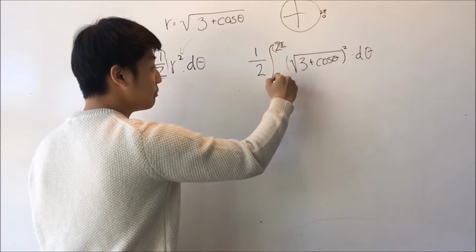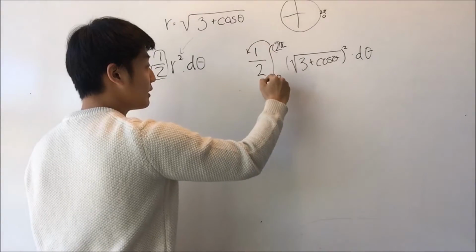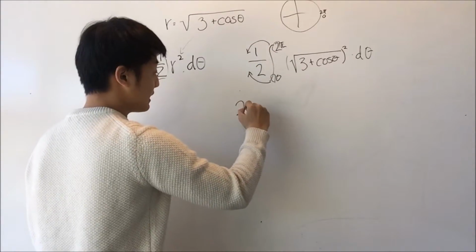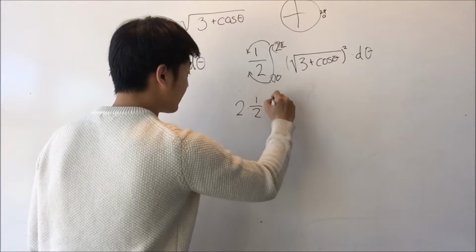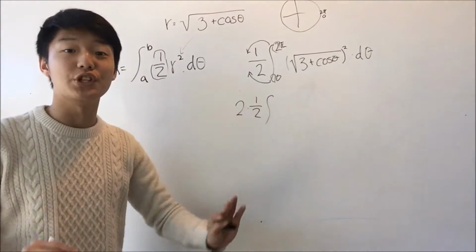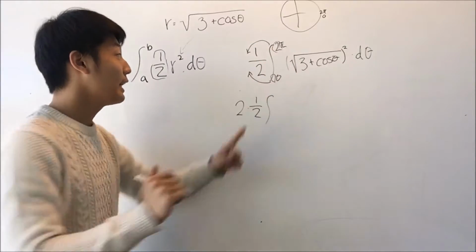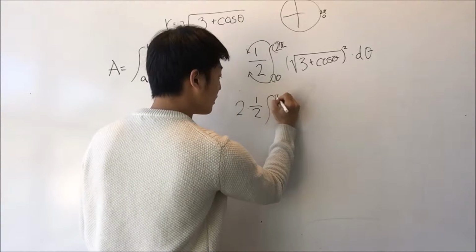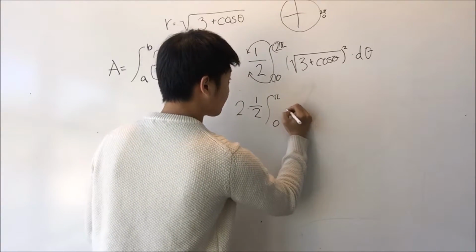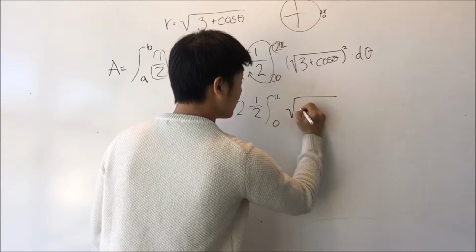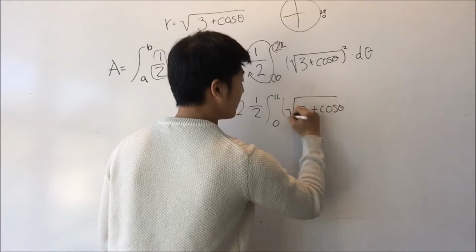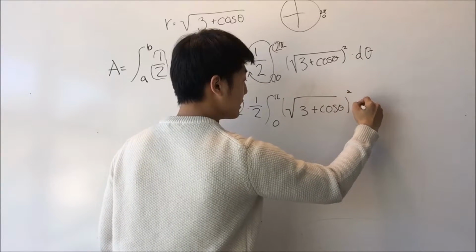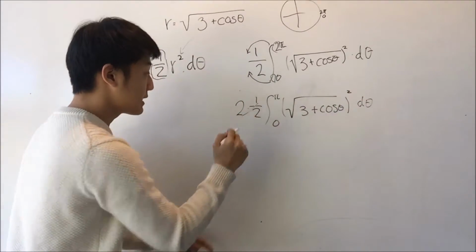So by taking out 2 from both sides, as this is the basic property of integral, because we took out 2, which is dividing by 2 from b and a, it will become pi and 0. And same thing, radical 3 plus cosine theta squared d theta. And because it's cancelled out, it's 1.